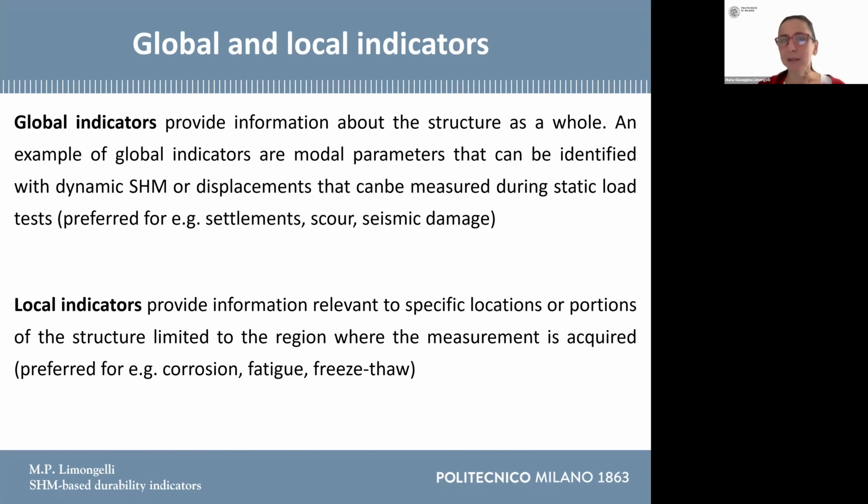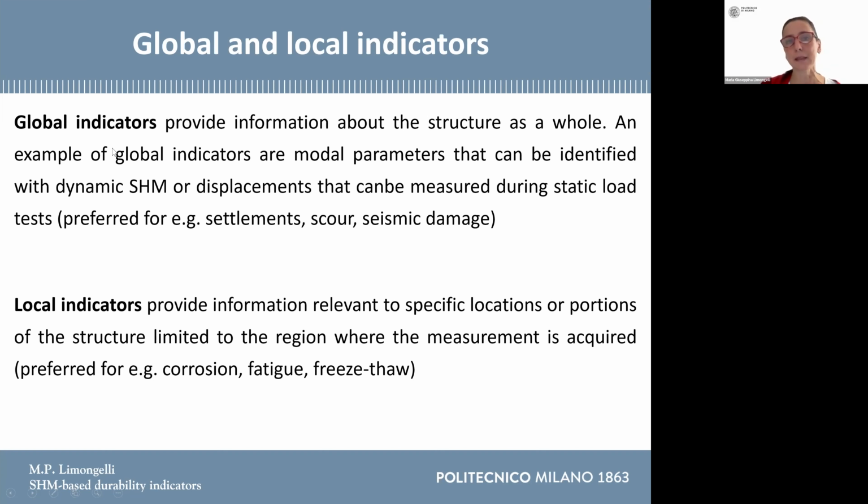And I used this term, global and local, but I didn't define them. So a global indicator is an indicator that provides information about the entire structure. For example, modal parameters are indicators that reflect the performance of an entire structure. And these indicators can be very much affected by phenomena that are global, like settlement, like scour, like seismic damage. Local indicators provide information about specific locations or portions of the structure. So they are very much affected by other types of local phenomena like corrosion, fatigue, all the phenomena that I mentioned before. This doesn't mean that corrosion never affects a global indicator. It just means that a global indicator is very poorly affected by corrosion at a specific location.